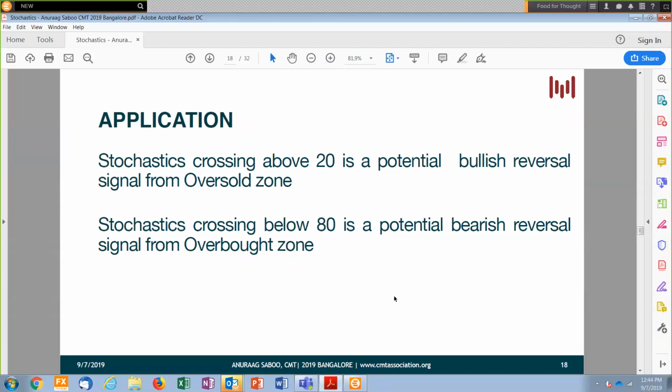Similarly, when stochastic is above 80, it's basically an overbought zone. So you expect a very strong positive momentum there, but you expect price to correct. Because you expect price to correct, you use crossing below 80 as a potential bearish reversal signal from the overbought zone. So these are the two first signals you will come across.